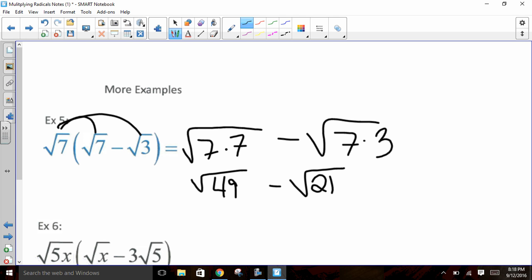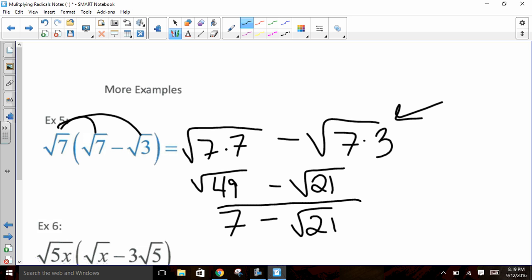49 is perfect. It's 7. 21. Can anything go into 21? Well, yeah, we just saw the step above, 7 and 3. Neither of those can be broken down anymore, so my final answer is 7 minus the square root of 21.